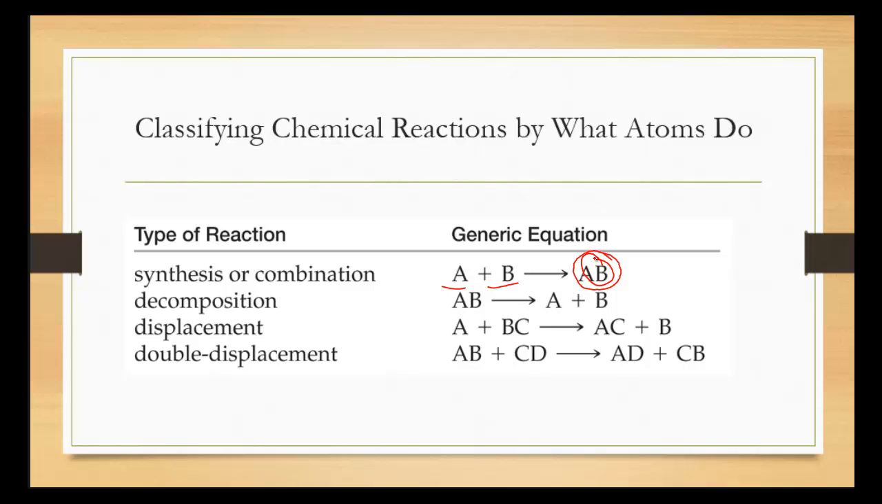Decomposition, instead of having one thing on the right in the products, you'll have one thing on the left. You'll have one reactant, and it's going to break down into several of them. Single replacement, you have an element and a compound. The element replaces one of the other parts of the substance. So for instance here, the A is now with the C. So the B got pushed out of its way.